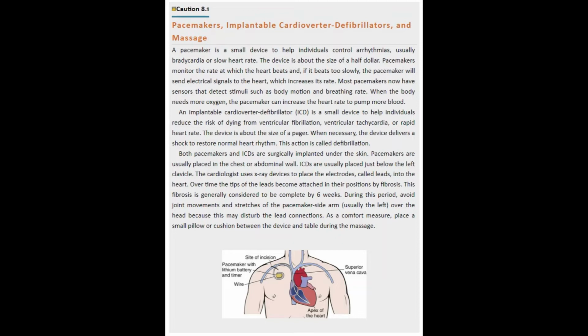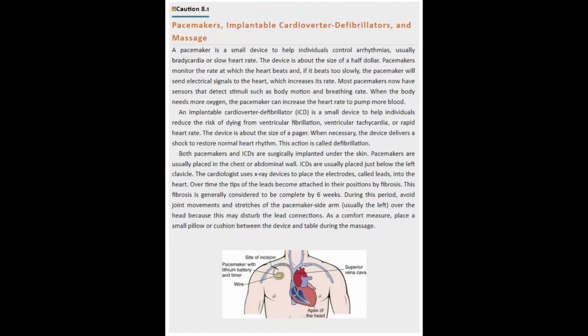So ICDs and pacemakers are usually surgically implanted under the skin. They're on the chest or in the abdominal wall. If you look at the image here, you can see where it usually is. I have massaged a lot of clients with these. You can palpate them quite easily through the skin, even on someone who is obese, because it is just subcutaneous. It is not very deep at all.